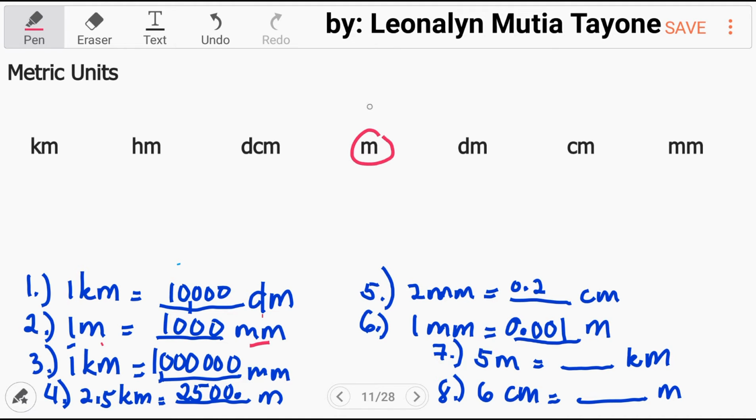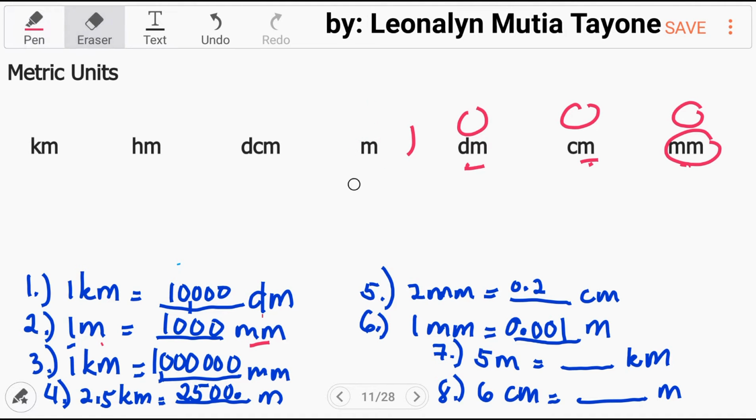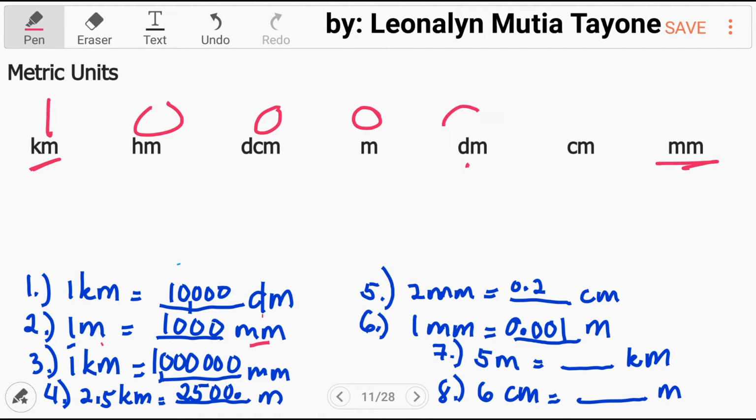Number 2. 1 meter to millimeter. Asan si meter? Lagyan mo ng 0 yung decimeter, centimeter natin. So, this is equals to 1,000 millimeters. Kung 2 meters convert to millimeter, so lagyan mo lang ng 2 dyan. Tapos, mga zeros na yan. So, 2,000 millimeters. Next, number 3. Kilometer to millimeter. 1 kilometer to millimeter. So, that is 1 million millimeters.